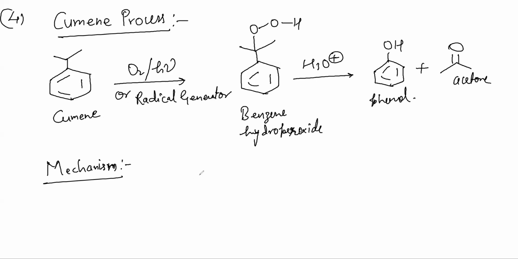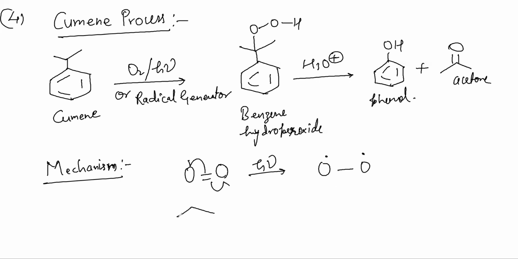Okay, let's try to understand it. First of all, what will happen? O2 and h nu. Tell me what will happen in the presence of sunlight? If I throw sunlight on O2, what will happen? It will get broken into free radicals. Remember, sunlight causes homolytic fission. So we get this.